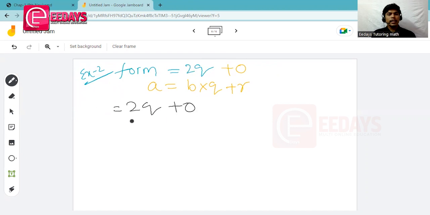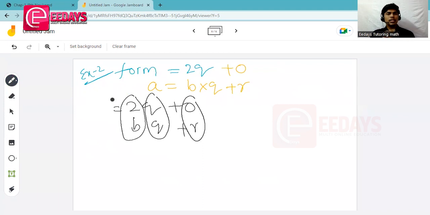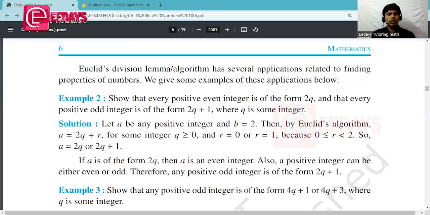2q plus 0. Here in the place of b, 2 is there. The place of q is there. And in the place of r, 0 is there. We just compare like this: a is equal to bq plus r. Okay. Now that is the question.